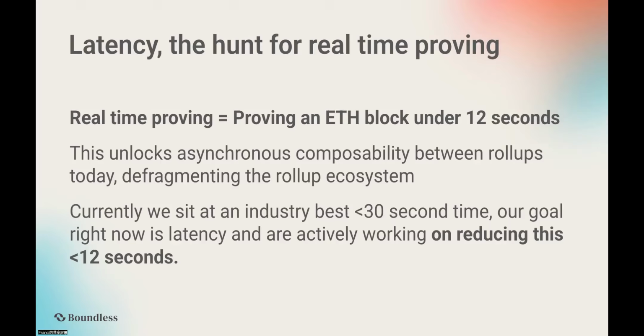And the users want to go to different rollups to do different things. And with real-time proving, that actually changes. So real-time proving is about proving an ETH block, let's say 39 gas, under 12 seconds. And what does that allow us to do? Let's say I want to transfer from OP to Base. If I can prove the OP block and the Base block under 12 seconds and then submit it in the same block on Ethereum, I can essentially have atomic swaps between these rollups.